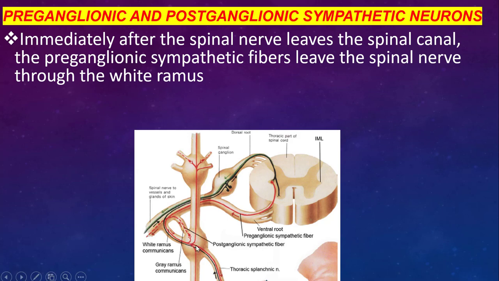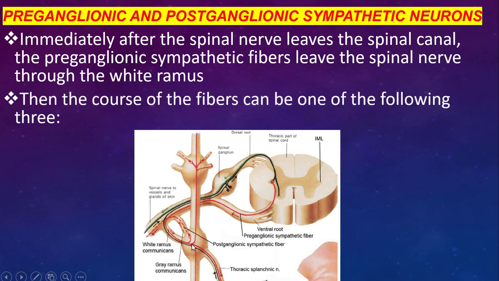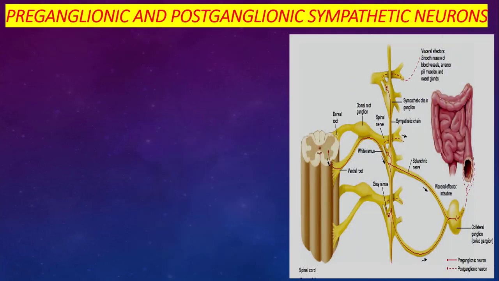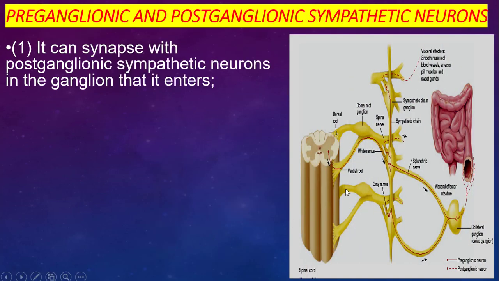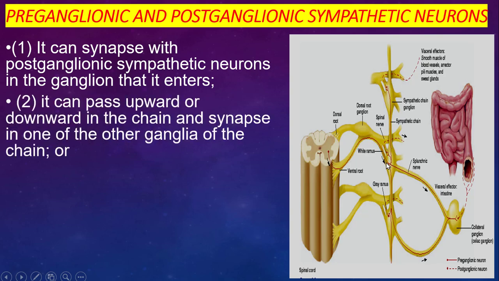Then the course of the fiber can be one of the following three. It can synapse with a postganglionic sympathetic neuron in the ganglion that it enters. When the neuron leaves the spinal nerve and enters the ganglion, it may synapse here in the sympathetic chain ganglia. This is its first course. Or it can pass upward or downward in the chain and synapse in one of the other ganglia of the chain.